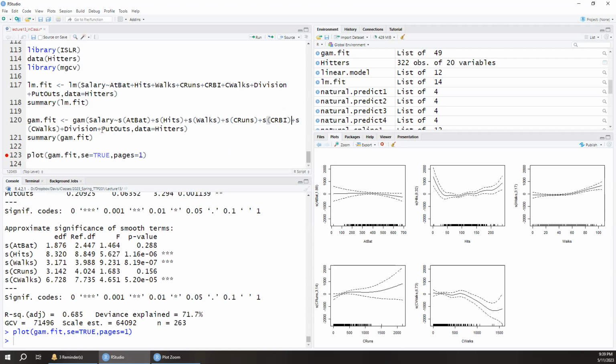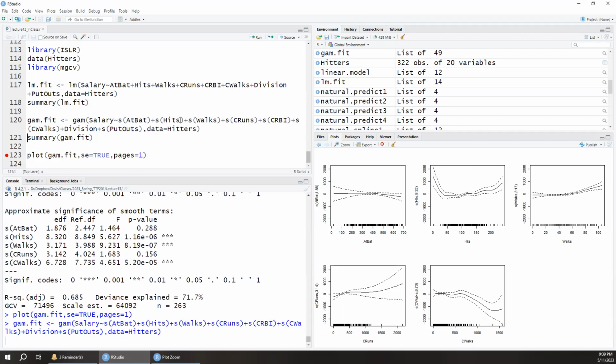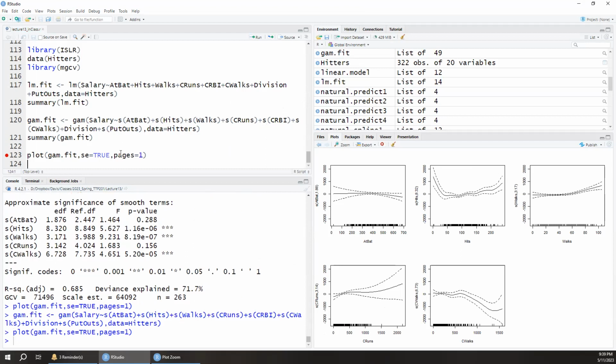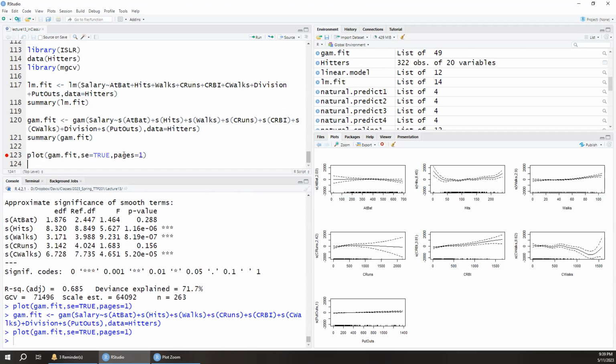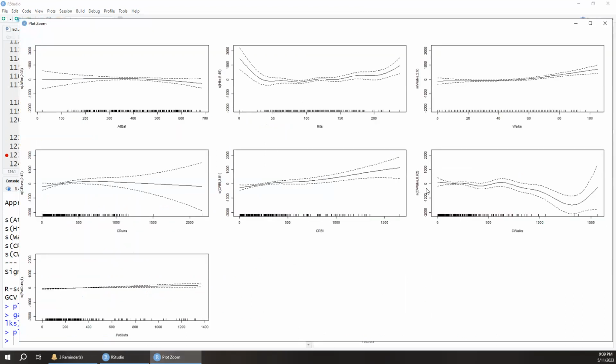You can't actually do it for categorical variables, which is probably why it's left off of division. But if I added splines to these two guys and then plotted it again, one of the things that you would see is, so CRBI, which I had left out, and putouts, which I had left out, these are both fairly linear.